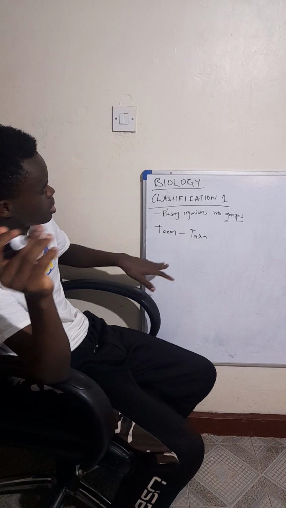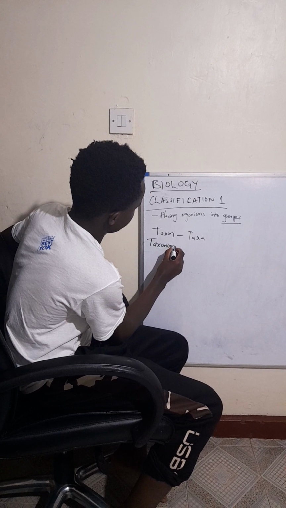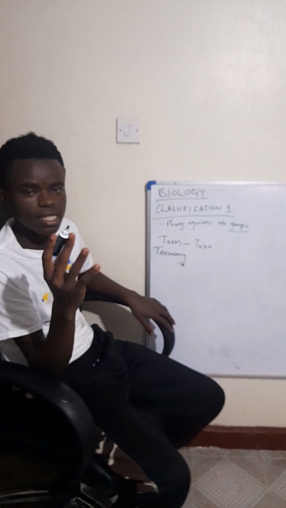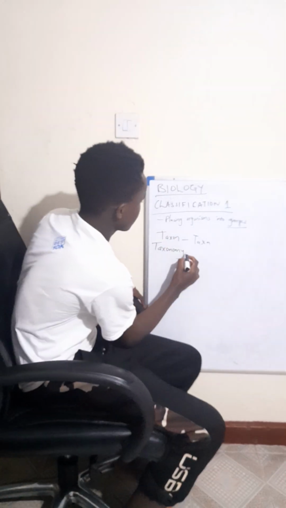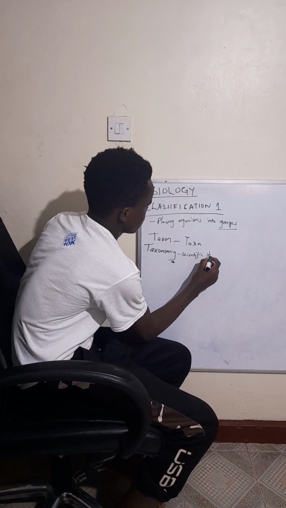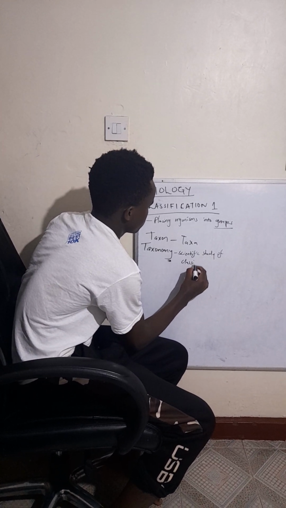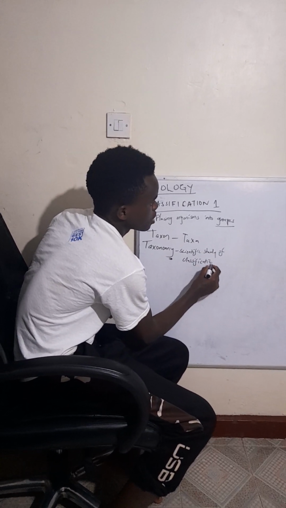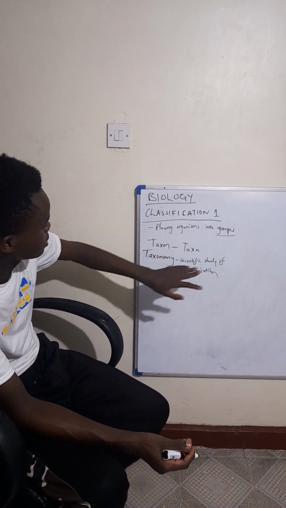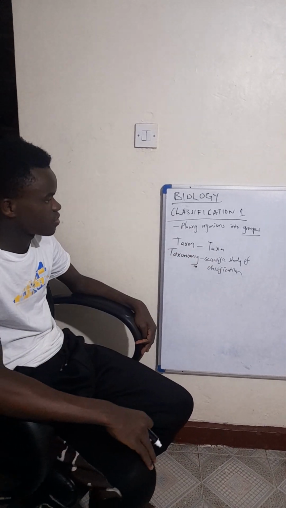And now what about taxonomy? Taxonomy is a study. You see, it's ending with Y. It's the scientific study of classification. That's taxonomy. So I think we are good. Classification is placing organisms into groups according to their characteristics. Taxon is one group, many groups are taxa. Taxonomy is the scientific study of classification.